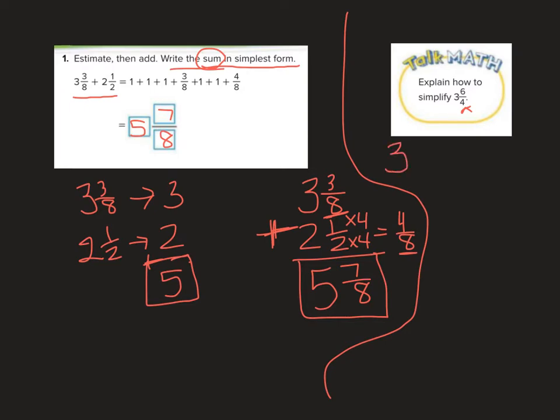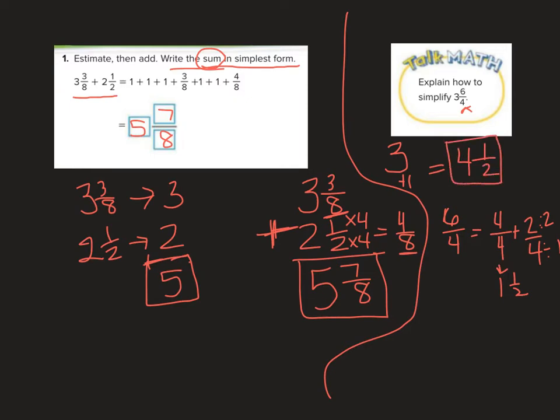We need to remember not to forget about our 3. So I'm going to look at that 6/4. I can take it as 4/4 plus 2/4. 4/4 is equal to 1. 2/4, if I simplify it, divide them both by 2, I'd get 1/2. So 1 1/2. If I add 1 1/2 to 3, I would get 4 1/2. That would be how I would simplify that.